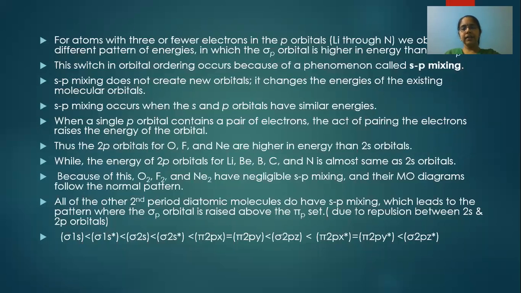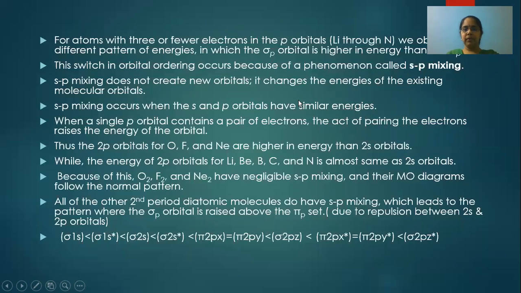That difference in energy order in these smaller atoms is mainly because of the overlap of the s and p orbitals in the atoms, and that process is called sp mixing. This overlapping of s and p atomic orbitals is mainly because of similar energies between s and p orbitals in the smaller atoms. That is the reason why the energy order is a little bit different than the normal pattern.